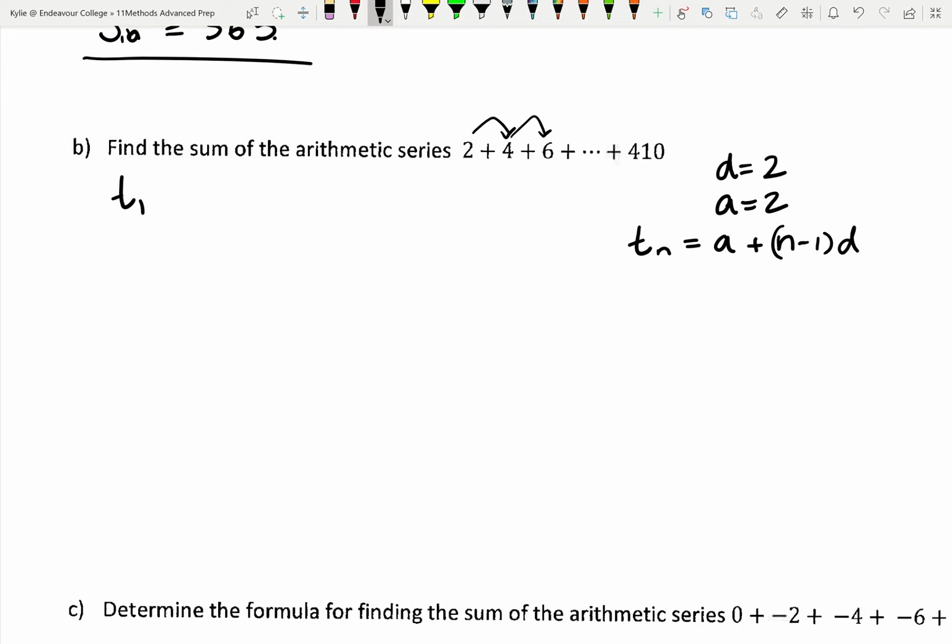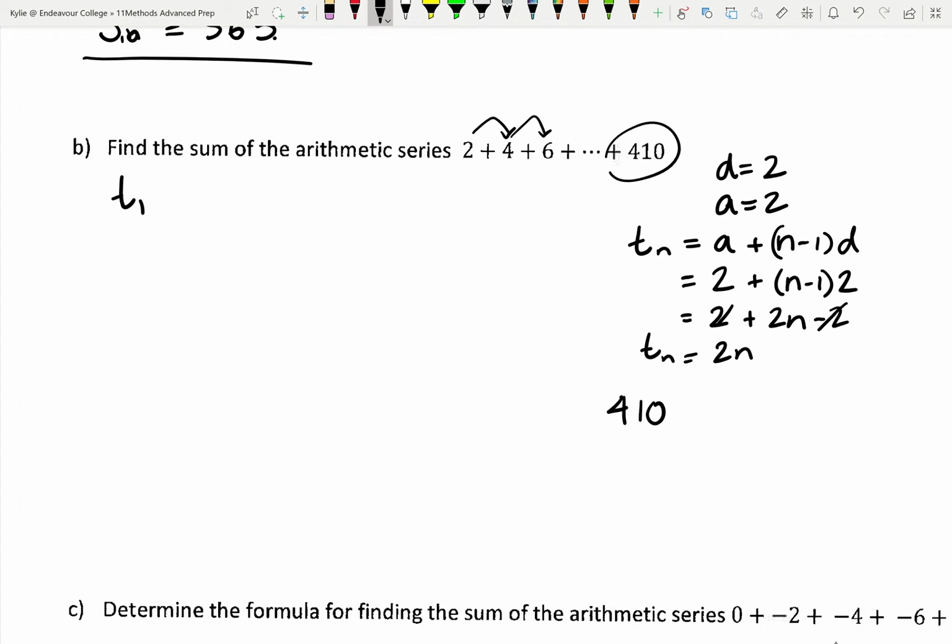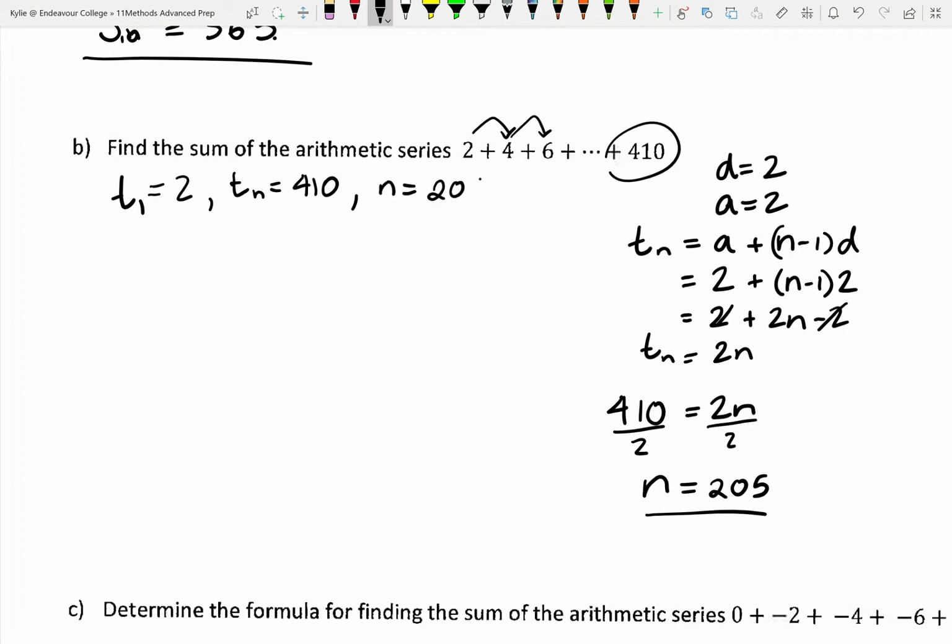Tn is A plus n minus 1 lots of D, so A is 2, plus n minus 1 lots of also 2, which is 2 plus 2n minus 2. These cancel, and we're left with Tn is simply 2n. We know that the term we're interested in is 410, so that's got to be 2 times something, and we get 205. Now it doesn't matter terribly much which rule you use. T1 is 2, Tn is 410, and n is 205, which we've just worked out.